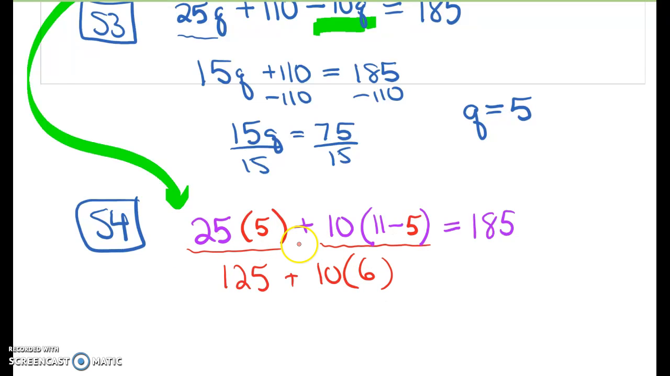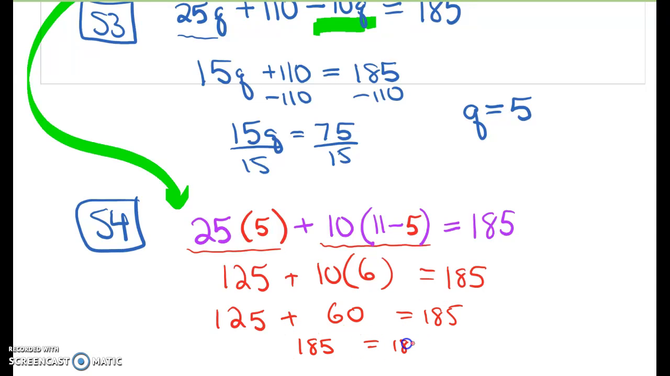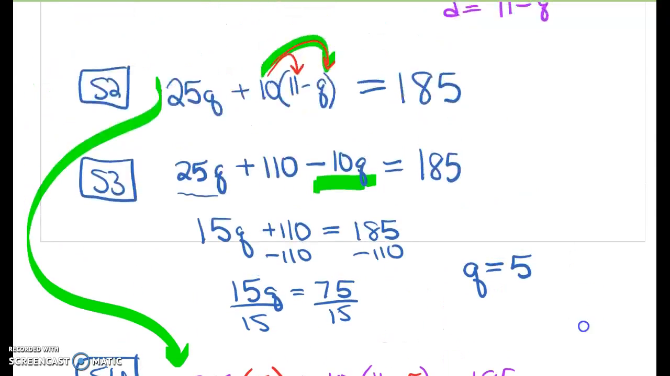Or don't break up terms. Don't invent new terms, right? Okay, so 10 times 6 is 60. So 125 plus 60 equals 185. That is correct. Hooray. And what was my question again?